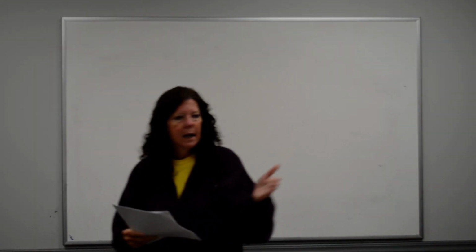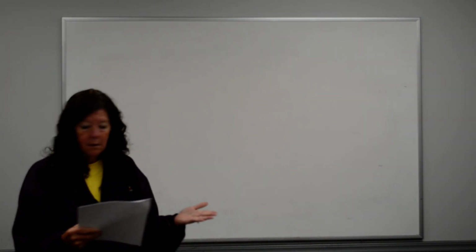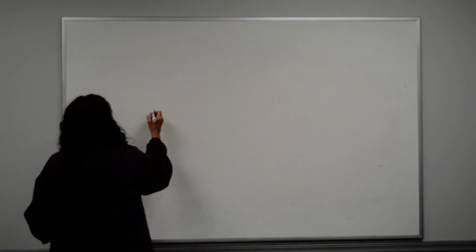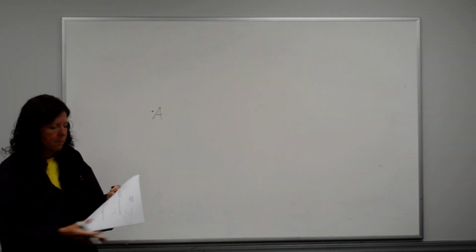Okay, so again, right at the very beginning of this chapter, it was the whole idea about what's a point, what's a line, what's collinear. So a point is simply a location in space. If they asked you for an example of a point, point A, there's your example.